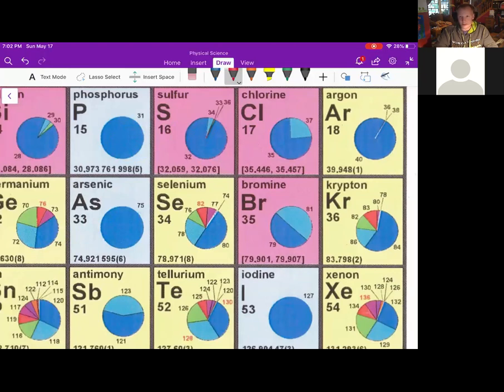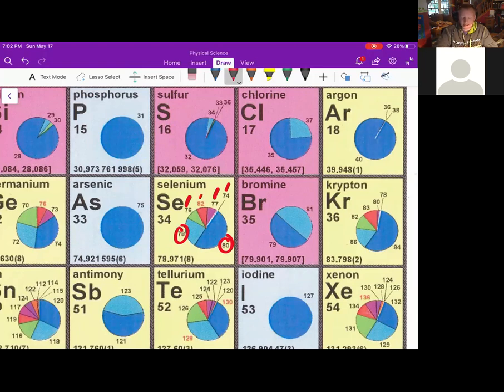Selenium, if we dig up a big sample of this and measure all the different parts, the most common variety would be selenium 80, followed by selenium 78. Those are about 75%, it looks like. But we'd also find varieties of selenium 74, 76, and 77. All of those are fine. All of those are natural, as is selenium 82.